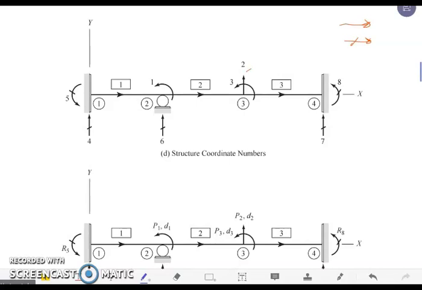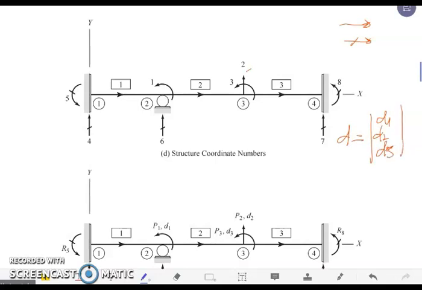Then we move on to joint 4. Joint 4 is also fixed, which means that we have no degrees of freedom at joint 4. So now we have identified our degrees of freedom. There are 3 degrees of freedom, and if we write that in matrix form, D represents the degrees of freedom. That is D sub 1, D sub 2, and D sub 3.